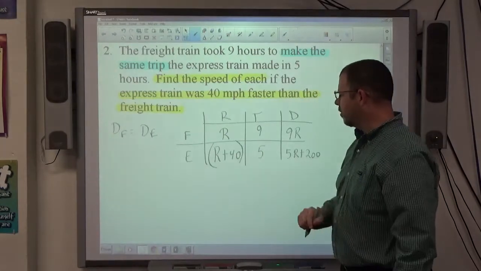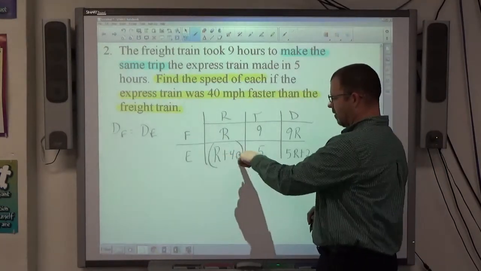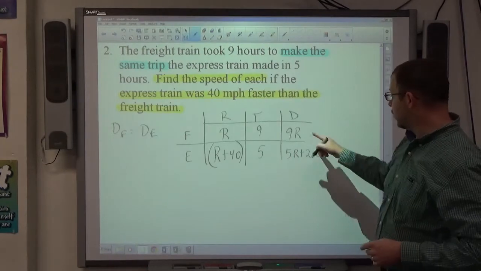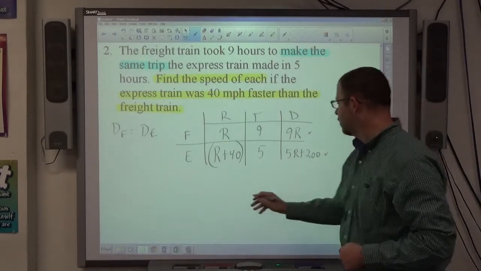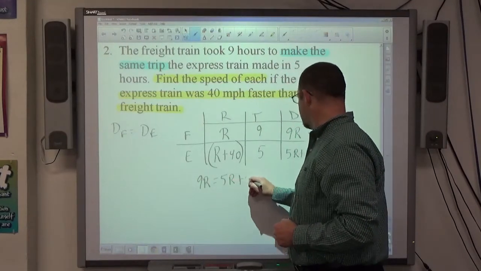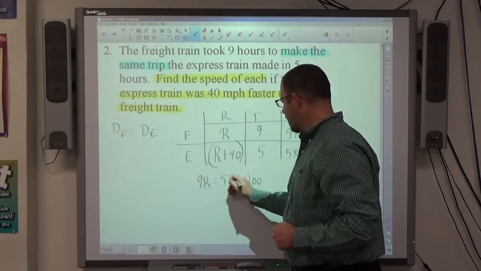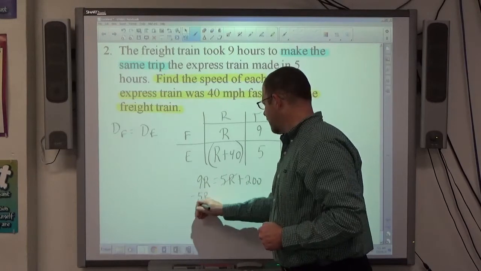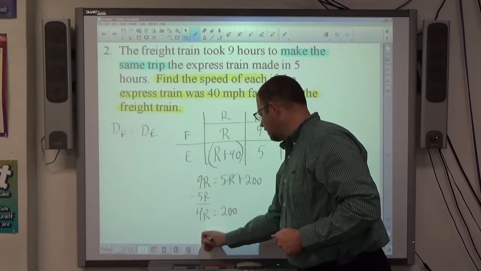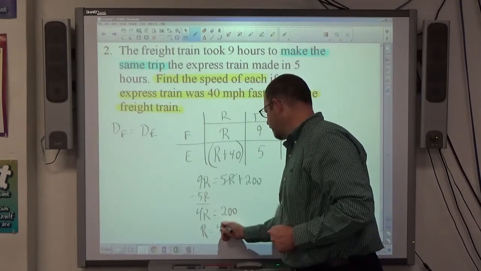Keep in mind that we have to distribute since it's a binomial, 5 times R, 5 times 40. And again, we've already established that the distances are equal to each other, so this distance equals that distance. 9R equals 5R plus 200. We move the 5R over. That gets me 4R is equal to 200. Divide both sides by 4 gets me R is equal to 50.